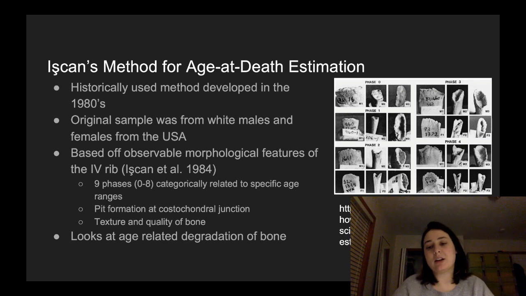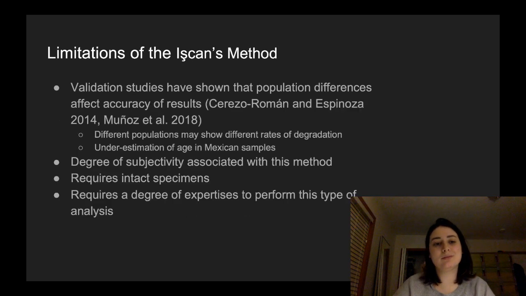A running theme that you're going to see with a lot of these methods is that they're looking at the amount of degradation the bone has gone through. So as we age, our body does degrade over time. That is really important to keep in mind, as we are looking at how our bodies degrade over time.